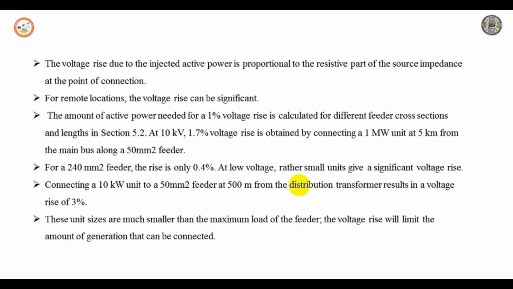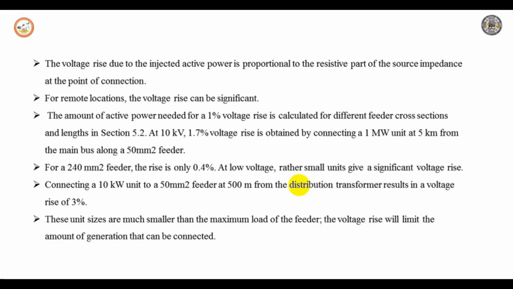Connecting a 10 kilowatt unit to a 50 mm square feeder at 500 meters from the distribution transformer may yield a 3% voltage rise, so the unit sizes will be much smaller. The load will be at a maximum on the feeder, so the voltage rise will limit the amount of generation that can be connected, and only on a short feeder. The hosting capacity is set by the maximum load.